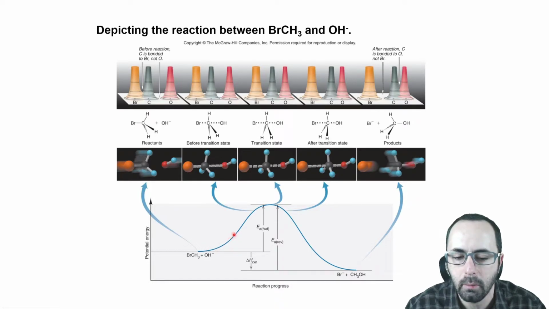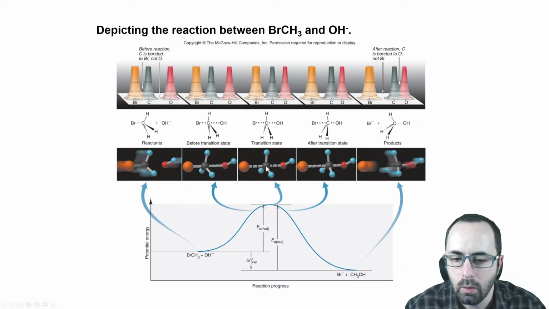So that's what this line means here. We're going to a higher energy state. So this is the higher energy state represented right here. We're almost to the highest energy transition state. And the bond to the bromine is starting to break, and the bond from the carbon to the oxygen is just beginning to form. Then when we're halfway through the reaction, we're at the transition state, the highest energy point.